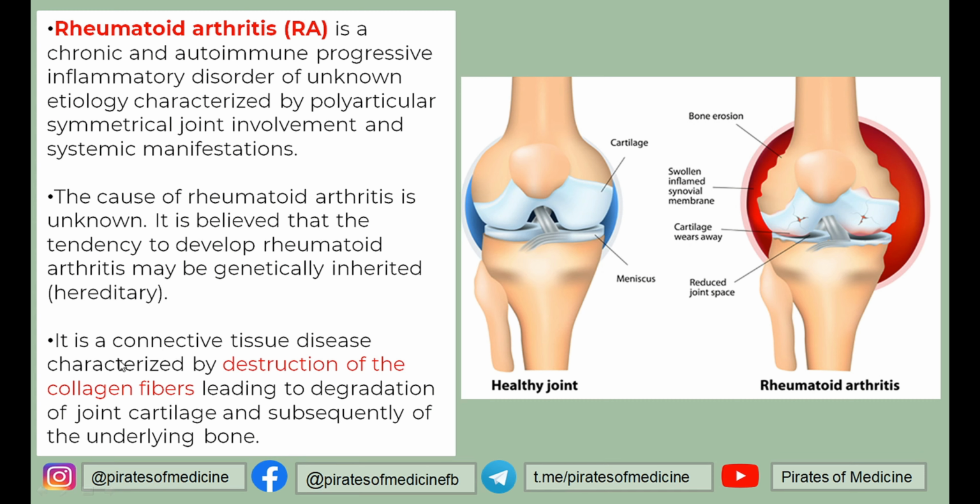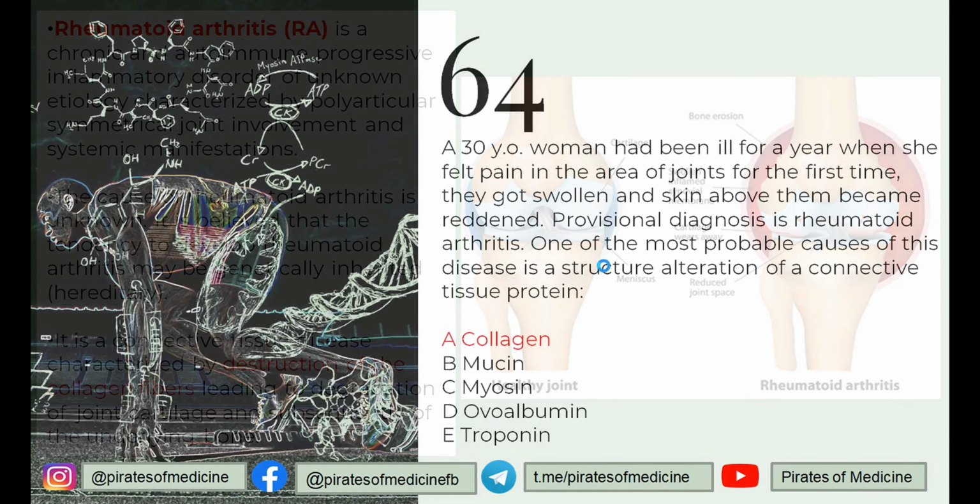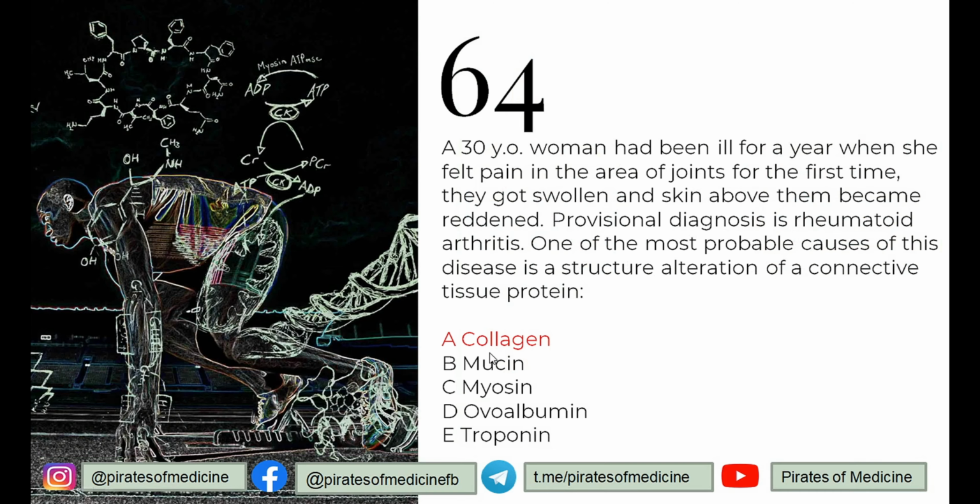Now, it is a connective tissue disease characterized by destruction of the collagen fibers, leading to degradation of the joint cartilage and subsequently the underlying bone. You can see this is a normal bone, cartilage, and the meniscus between the femur and the tibia. And also you can see rheumatoid arthritis. There is bone erosion, the synovial membrane is inflamed, the cartilage is slowly wearing away, and the space between the joint is reduced. All of this is due to destruction of the collagen fibers. So that is why the answer here is structural alteration of collagen.